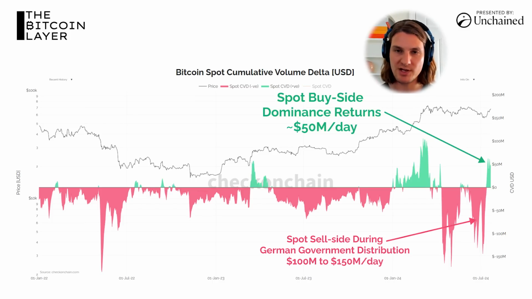Now, what we've seen recently over the last couple of months, it's been net sell side. And people say, well, the price technically did go down, but why didn't it crash to zero?